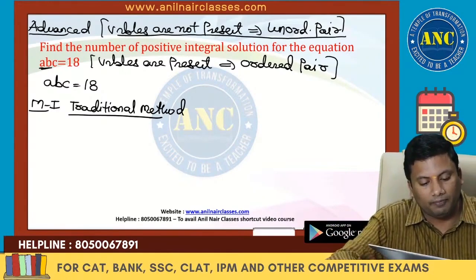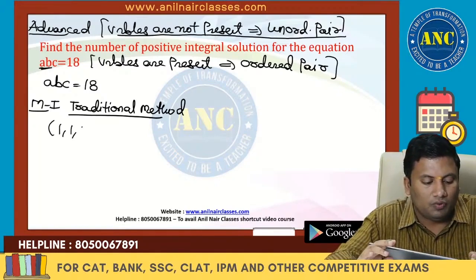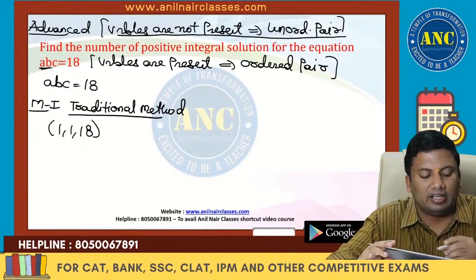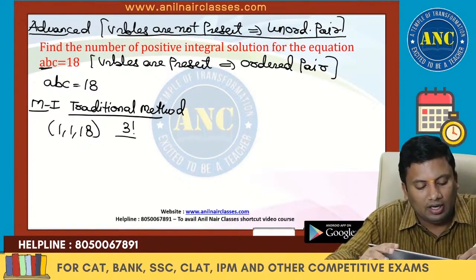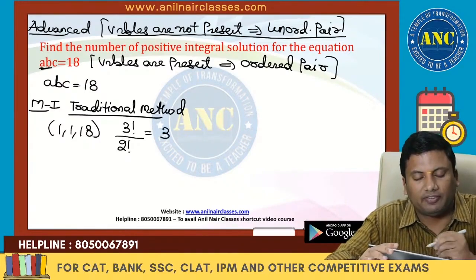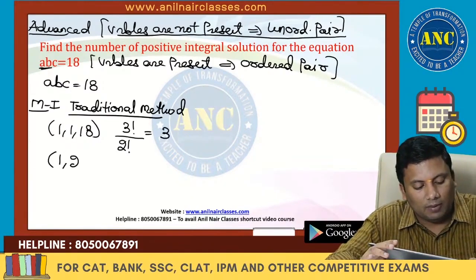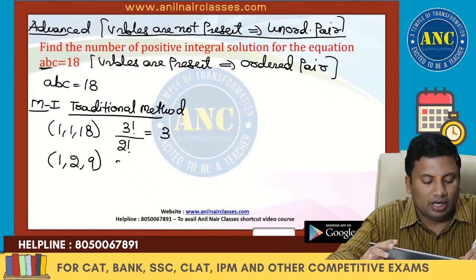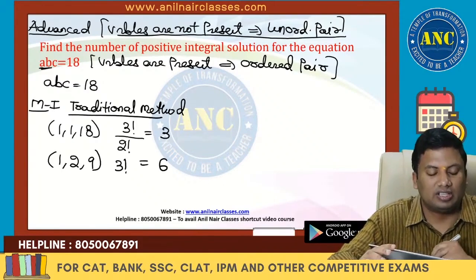Method number 1. Traditional method. Students will solve like this. 1 into 18 is 18. 3 numbers can arrange among themselves in 3 factorial. 1 two times it is there, so by 2 factorial. 3 factorial by 2 factorial, it is 3. Next, 1 comma 2 comma 9. 3 numbers can arrange among themselves in 3 factorial, which is 6 ways.